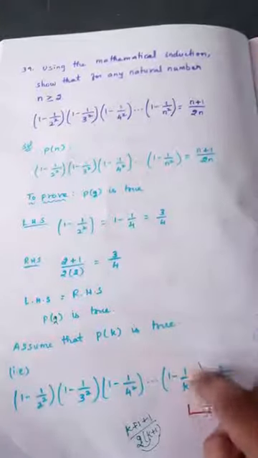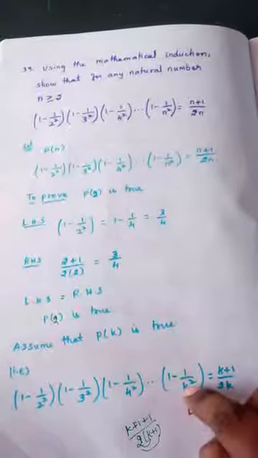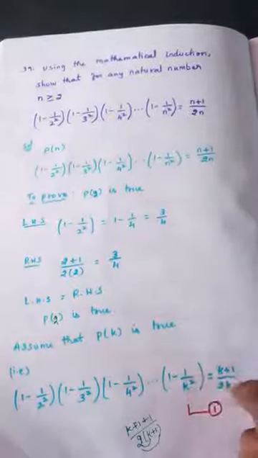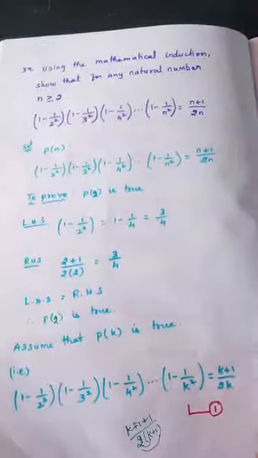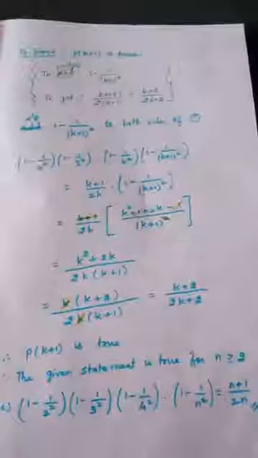But don't get confused how it is. That is why I am explaining here itself. What term to be multiplied means, in place of k, you put k plus 1. So 1 minus 1 by k plus 1 whole square to be multiplied. After multiplying, what is the answer that we should get in the right hand side means this is the answer. So we will see how it is.